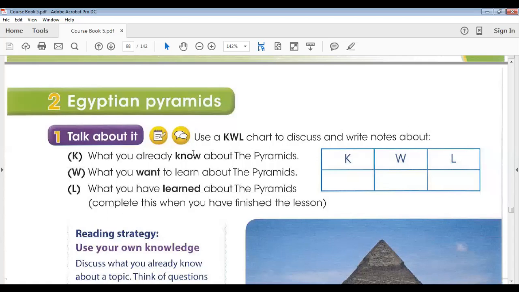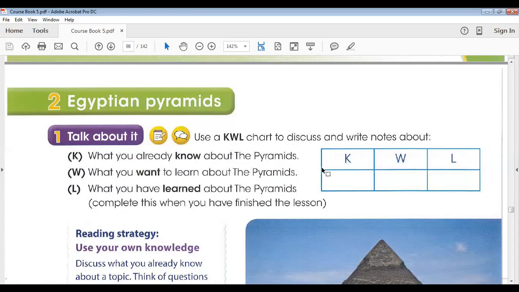After we discussed the vocabulary slides, I asked the students to draw this chart in their notebooks. This is the chart that we have to fill during and after the lesson. We have these three columns: column K, column W, and column L. K means what you already know about the pyramids. W, what you want to learn about the pyramids. And L, what you have learned about the pyramids.